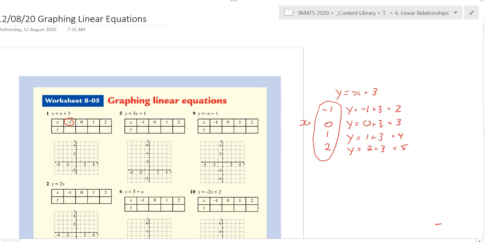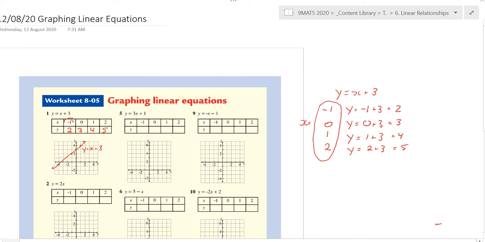If I fill in my table over here, I've got y equals 2, 3, 4, and 5. And I simply go down and plot them. So 0, 3 is where it crosses the y-axis. I've got minus 1, 2, and I've got 1, 4, 2, 5. I draw a line through those points. That is my equation, y equals x plus 3.